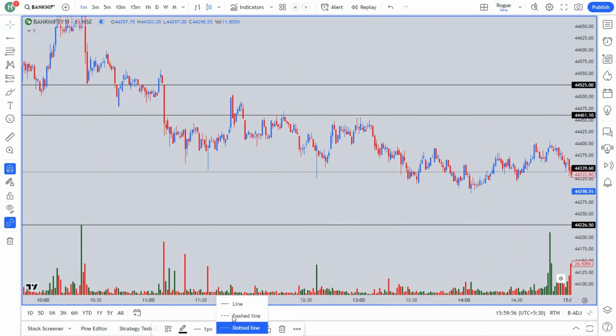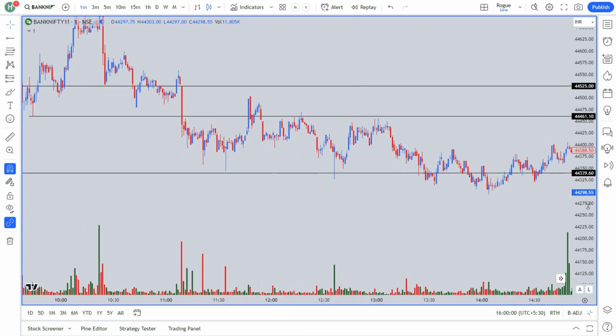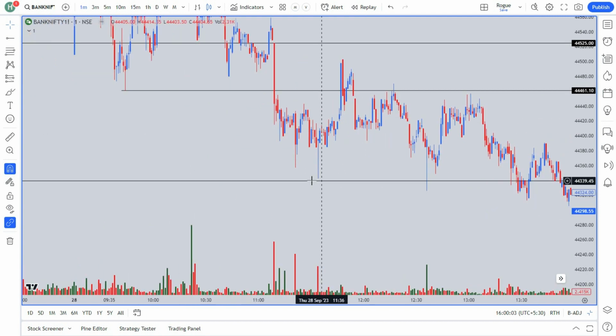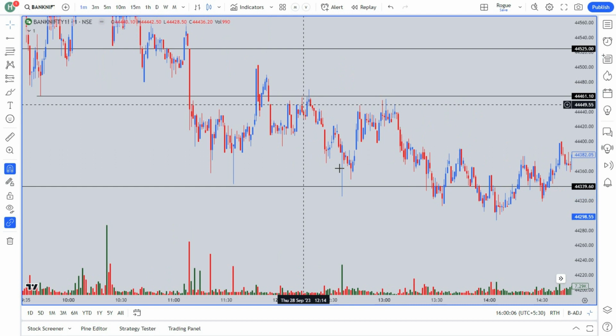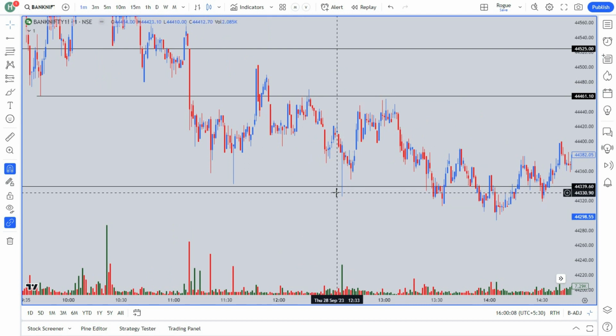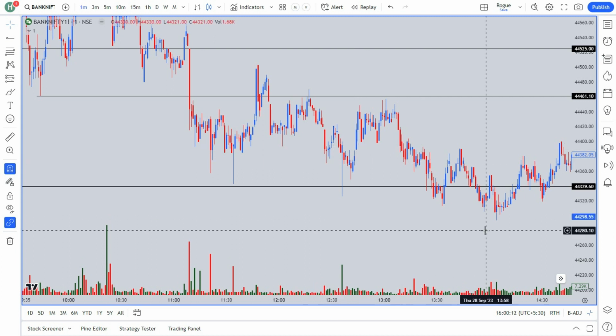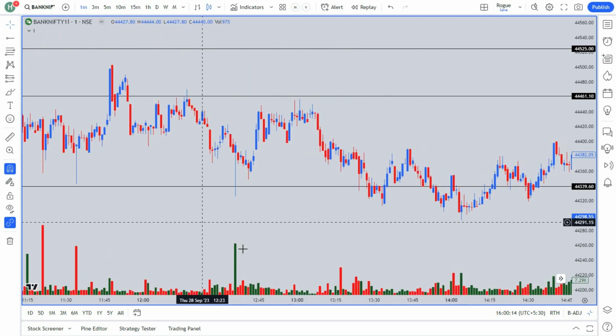Let me bring this up. Let me delete this one. Okay. So this level, 44,339, was reacted to again and again. This is the same level where we booked the first trade, and for the second trade the market came to the same level. I thought, okay, fine, the market can create a momentum towards the downside because we are not getting strength right here.